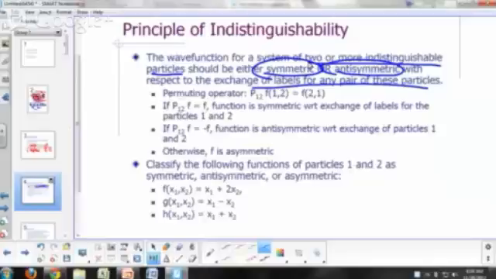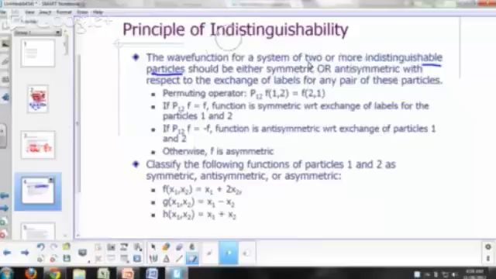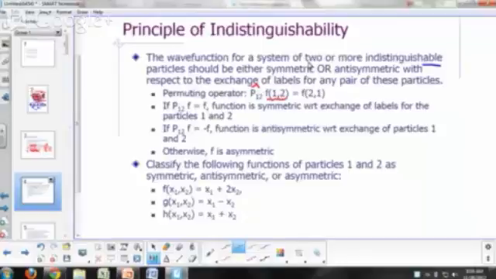So mathematically, if I were to operate what's called a permuting operator, P-hat 12, on a function of electron 1 and electron 2, that will just switch the labels between electron 1 and electron 2. If the function is symmetric, then if I apply P-hat 12 on function f, I just get back the same original function. In that case, we say the function is symmetric with respect to the exchange of labels for particles 1 and 2. If I operate P12 on function f and I get back the negative of f, then we say that function f is antisymmetric with respect to particles 1 and 2.